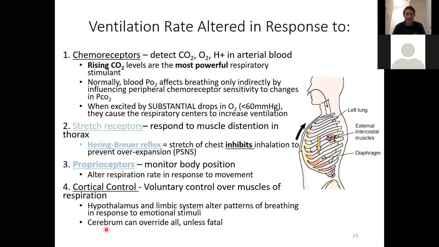And our cerebrum can say, nope, I am going to take control over breathing now, right? Unless fatal. So if you are hyperventilating to an extent that it's becoming dangerous to you, you are going to pass out, right? And that essentially turns your cerebrum off to an extent, so that your autonomic nervous system can go back to meeting the needs of the body and you're okay again. Okay, any questions at this point?